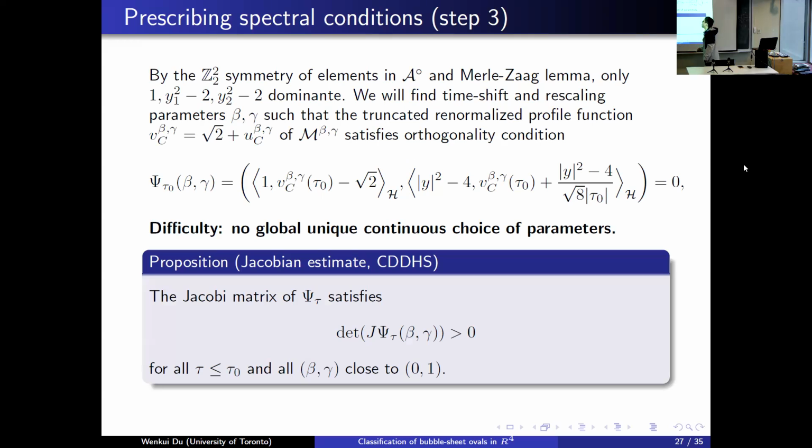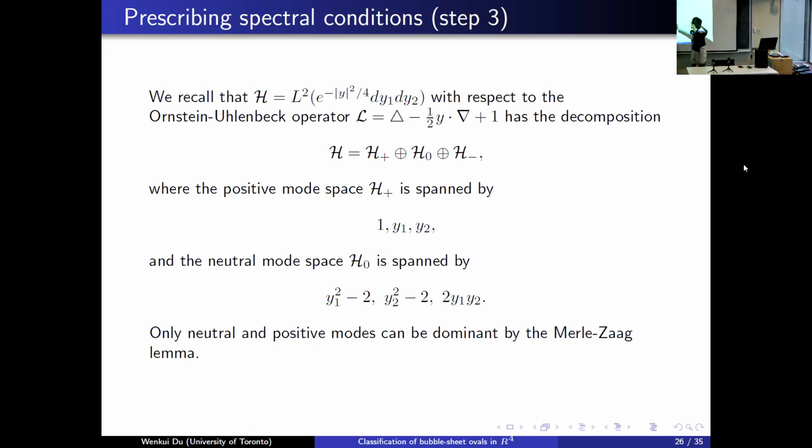If we look at the oval class we have constructed, because we started from some ellipsoid, it automatically has this reflection Z2 squared symmetry. And with this symmetry, only the mode 1 and the modes y1 square minus 2 and y2 square minus 2 are dominant.